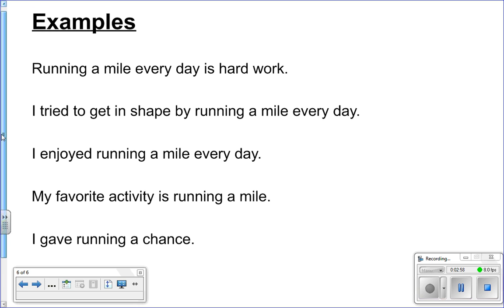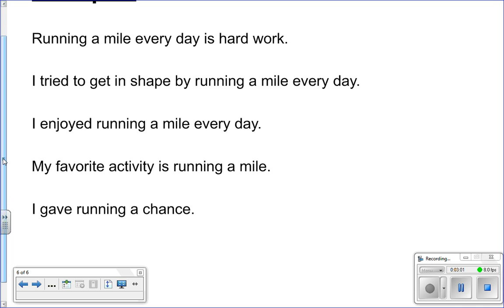Let's take a look at some examples and identify the gerunds, and then let's also practice identifying how they function within the sentence. In the first sentence, we have running a mile every day. This is functioning as a gerund. It's the beginning of the sentence, so this one is the subject of the sentence. Those are nice and easy.